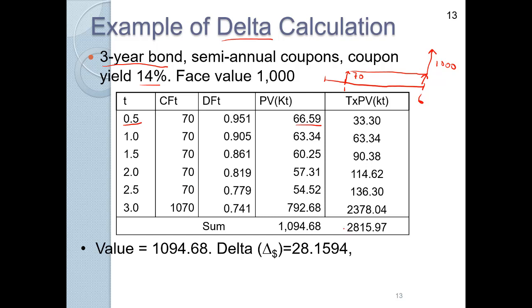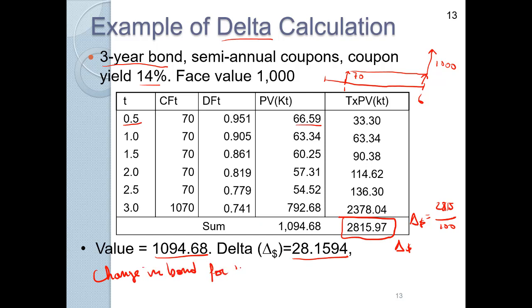So at the end I end up with this number for all my bond. Now I know that the delta dollar is that number divided by 100. And that's how I end up with a delta dollar of 28.1594. Also, the value of the bond for your reference is 1094. So what does this mean? This means that the change in the bond for 100 basis point movements in interest rates is minus $28.15.